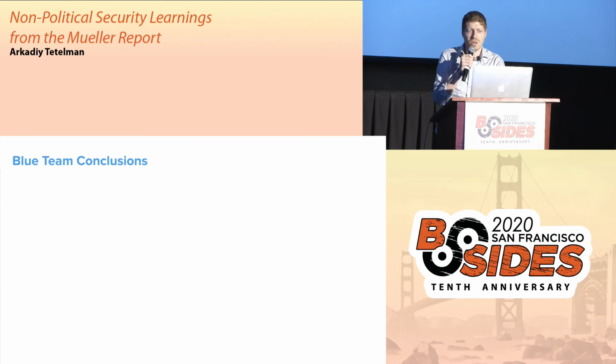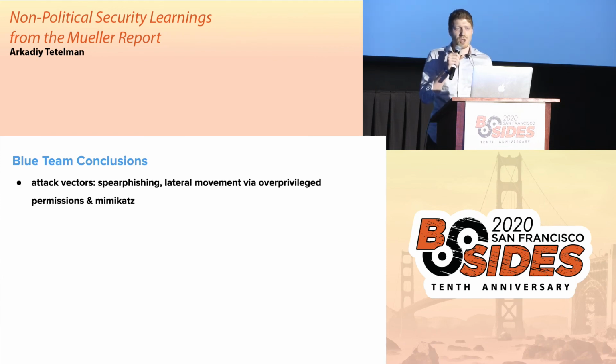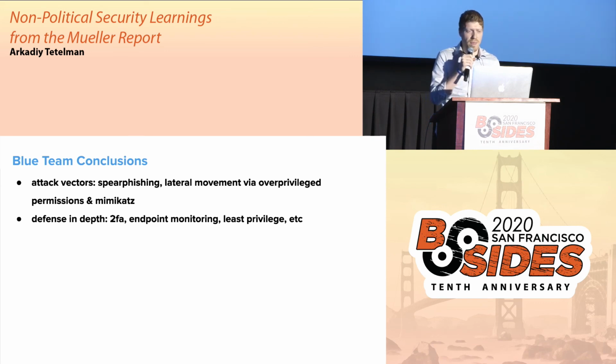So, overall conclusions: if you look at the attack vectors, spear phishing for the initial foothold, lateral movement via overprivileged permissions, and Mimikatz, pretty standard. You see many similar things in other corporate breaches. Overall recommendations: practice defense in depth, set up 2FA on all the things, have endpoint monitoring, practice least privilege. Again, nothing new. This is well known to all of us, but I think it's interesting to look at it through the perspective and lens of this attack on the 2016 election.